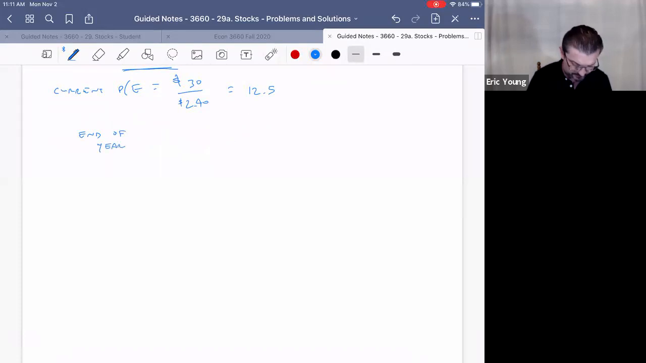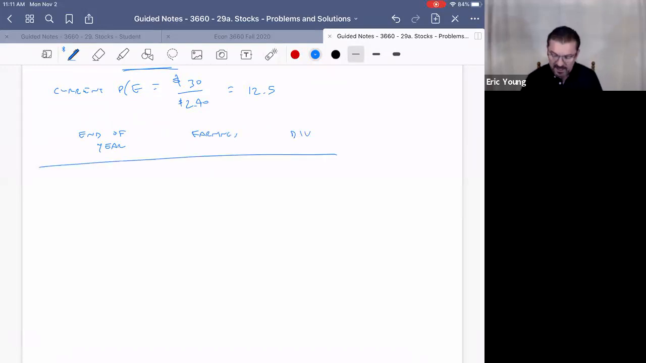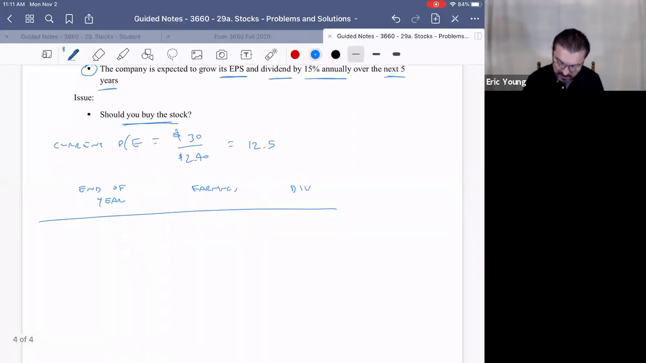End of year earnings and dividend. We know that right now, we'll call it year zero, just to have a little baseline. Our earnings were $2.40 a share, and our dividend was 66 cents per share.